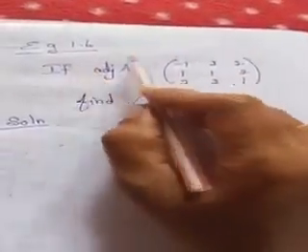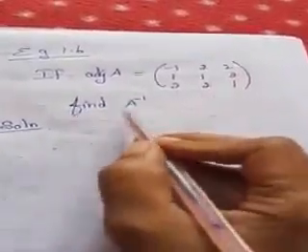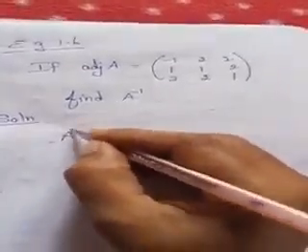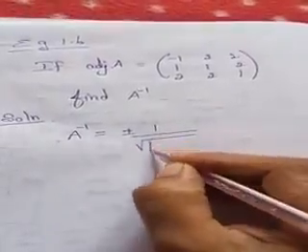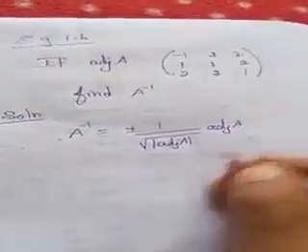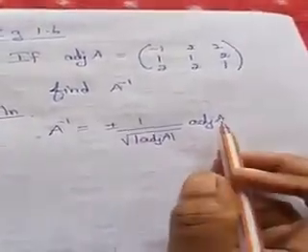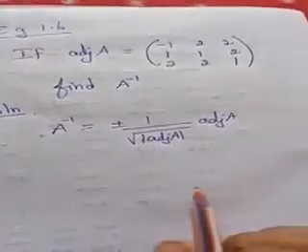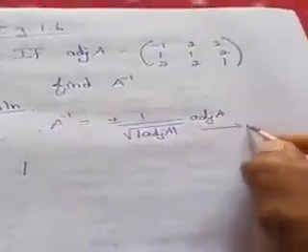Example 1.6. If adj A is given as a matrix, we are asked to find A inverse. Shall we write the formula first? If adj A is given, A inverse is equal to plus or minus 1 by root of determinant of A into adj A. This is very simple, because adj A is given for us. Now we only need to find the determinant of A. Shall we find it out? Let us keep this as equation number 1.